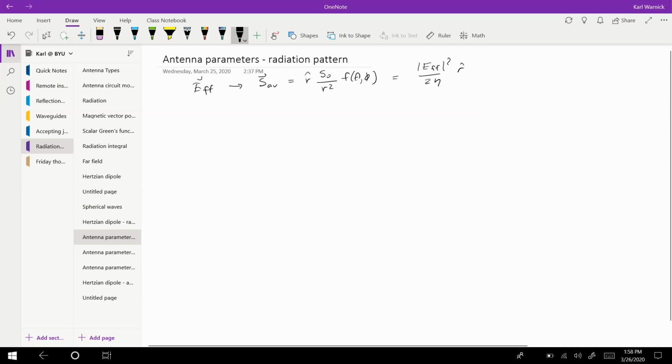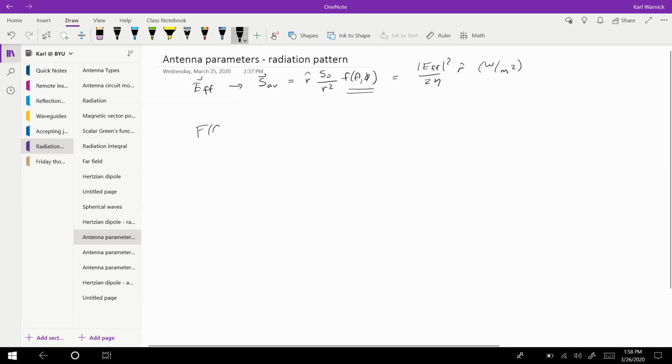Okay, so we've got the far electric field. Our first step is to find the time average radiated power density, and the units there will be watts per meter squared as before. Okay, once we have the time average radiated power density, we can start to do things with that. And the first thing we'll look at is the radiation pattern. Radiation pattern really is this function of theta and phi. We want to isolate that somehow, and here's how we're going to do that.